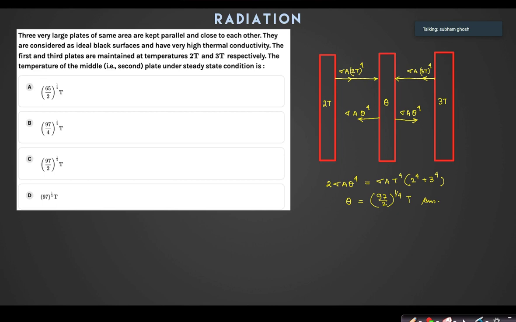Sir, why are the plates considered to be large? Because otherwise I cannot say that all the energy or power that is emitted from this surface is going to fall on this one. If it is smaller and not large, then the energy may not come to this surface. It can go out or go into space. Sir, so that means if it is not large, there will be another term F, the fraction, for each of the three plates. Yes, that fraction part will come.